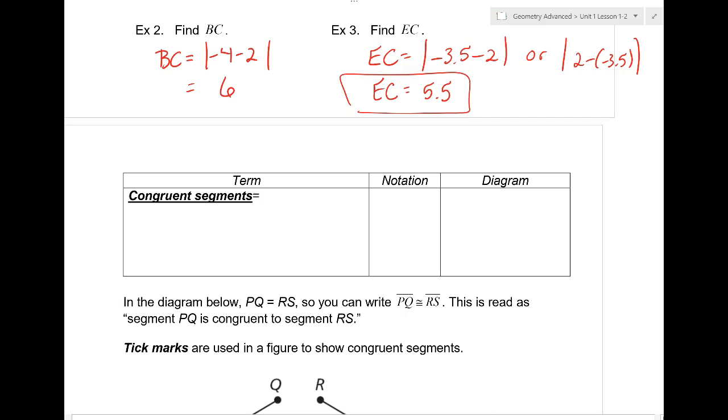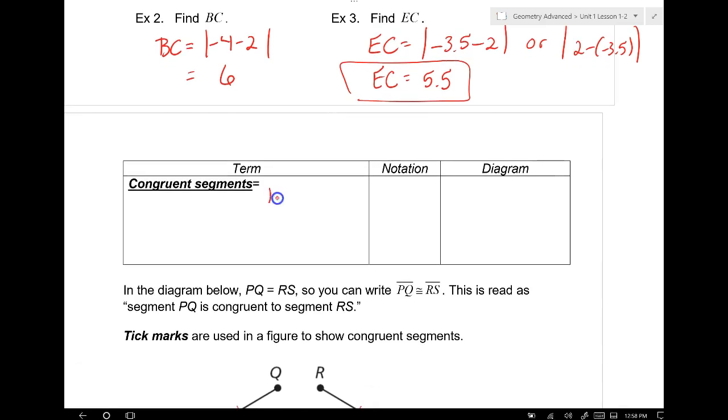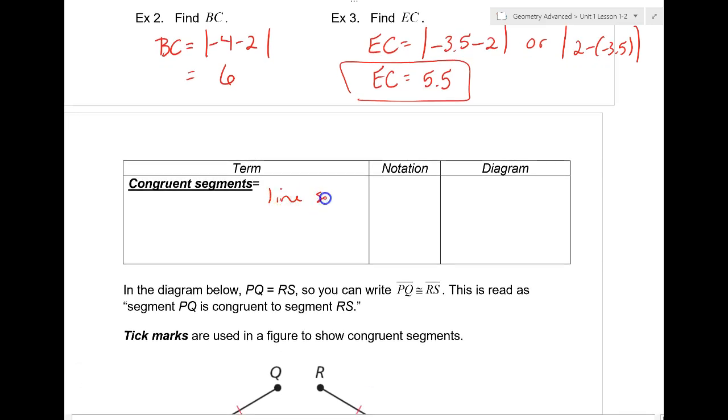We talked about congruent segments. Guys, you know what the word congruent means. What does congruent mean? The same. The same shape and the same what? Size. Same shape and same size. So if I have congruent line segments, we know that they're just line segments that have the same length.